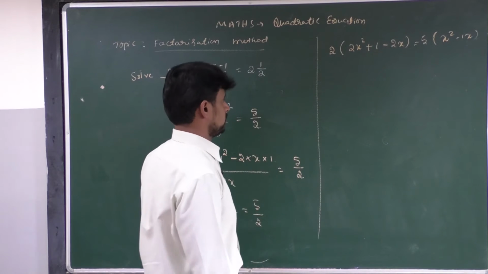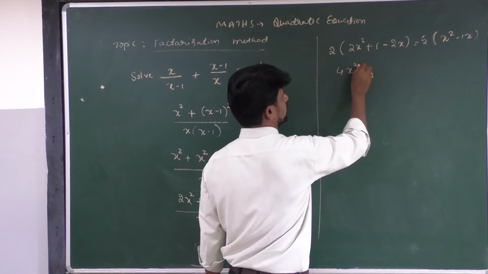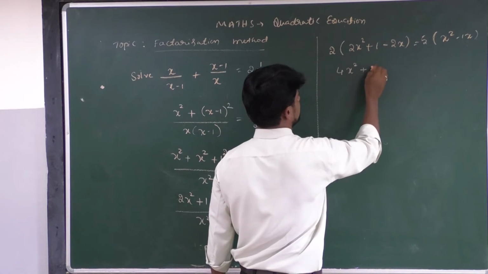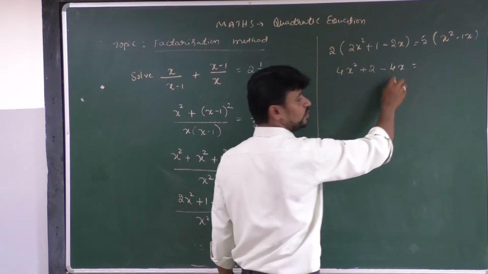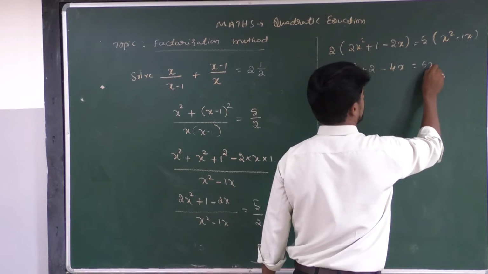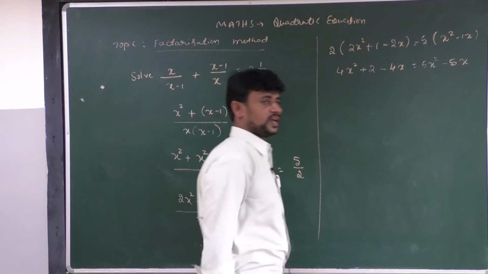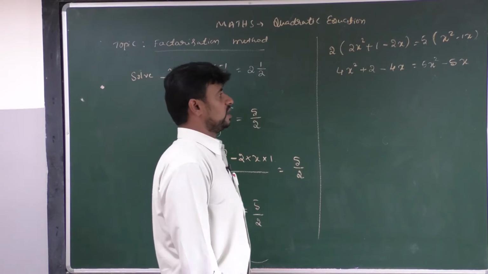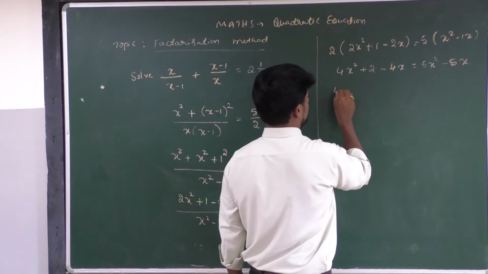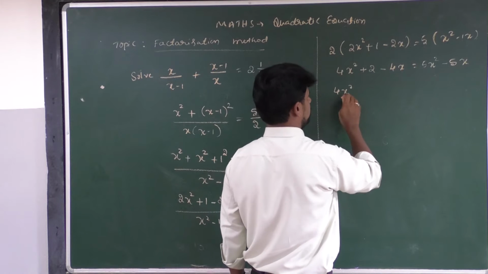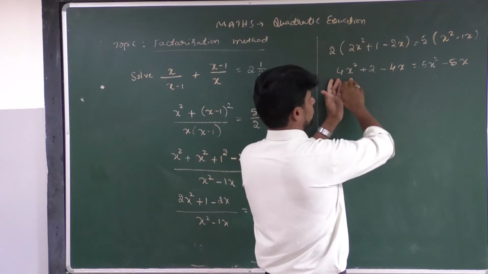Then once again if you do the multiplication, 2 2s are 4 into x square, 4x square, plus 2 1s are 2, minus 2 2s are 4x, that is equal to 5 into x square, 5x square, minus 5 1s are 5 into x, 5x. What is the next step? Transpose all the terms in the right side to the left side. Then it becomes 4x square. We have 4x square. Otherwise, another method is you can transpose left side to the right side.